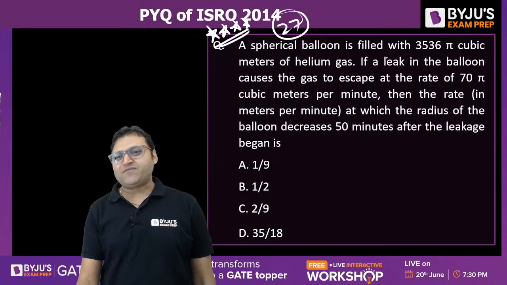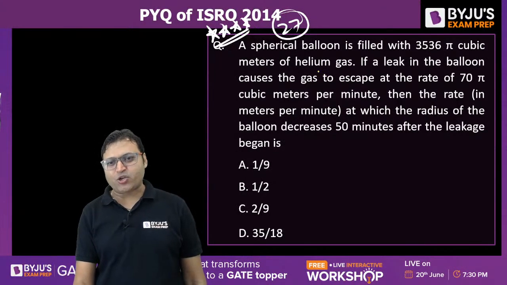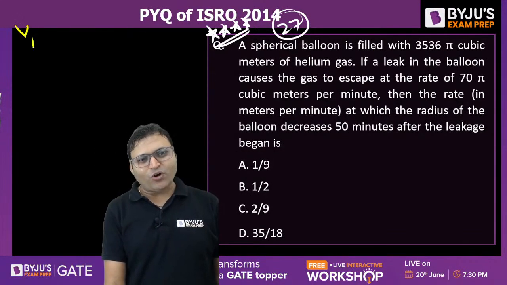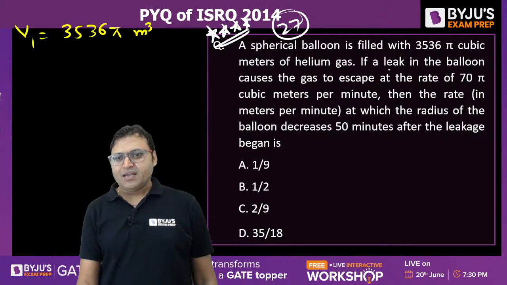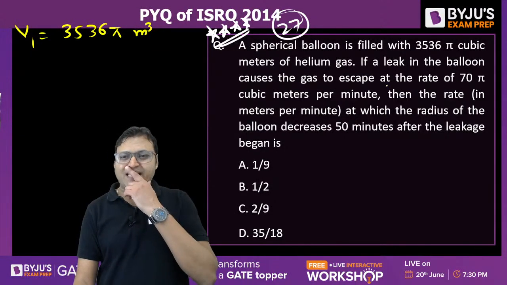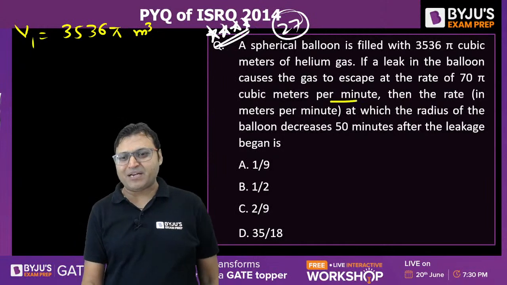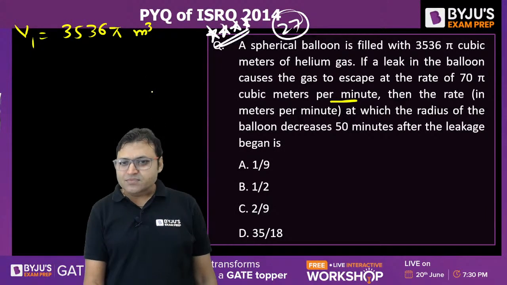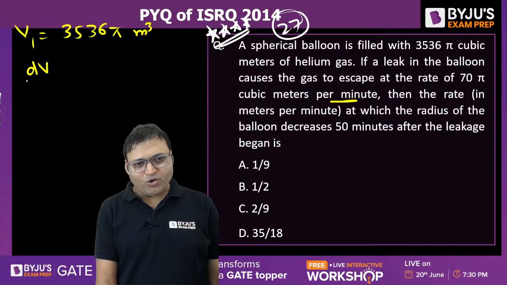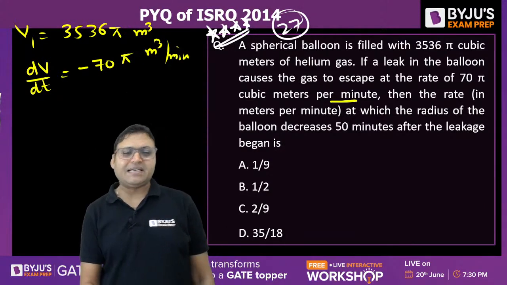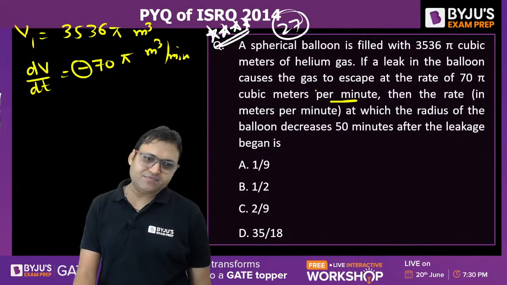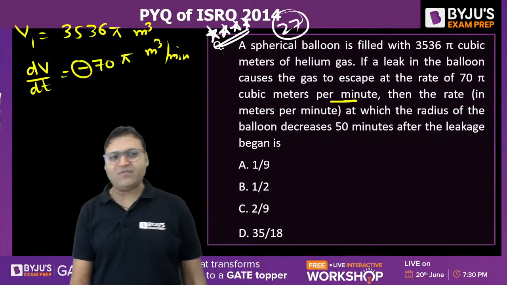A spherical balloon is filled with helium gas. So initial volume V1 is equal to 3536 pi meter cube of helium. If a leak in the balloon causes the gas to escape at the rate of 75 cubic meter per minute, so the change in volume with time is equal to minus 75 meter cube per minute. Isn't it? Why minus? Because there is a leakage, so there is a decrease in volume.